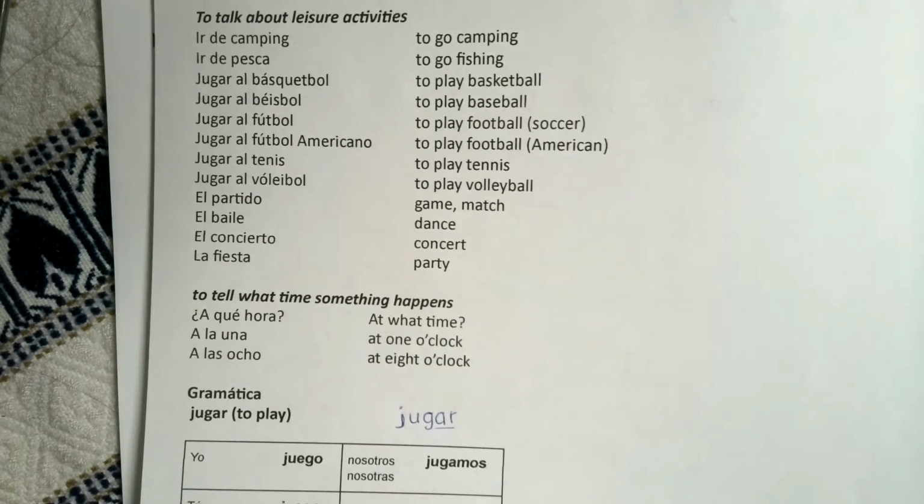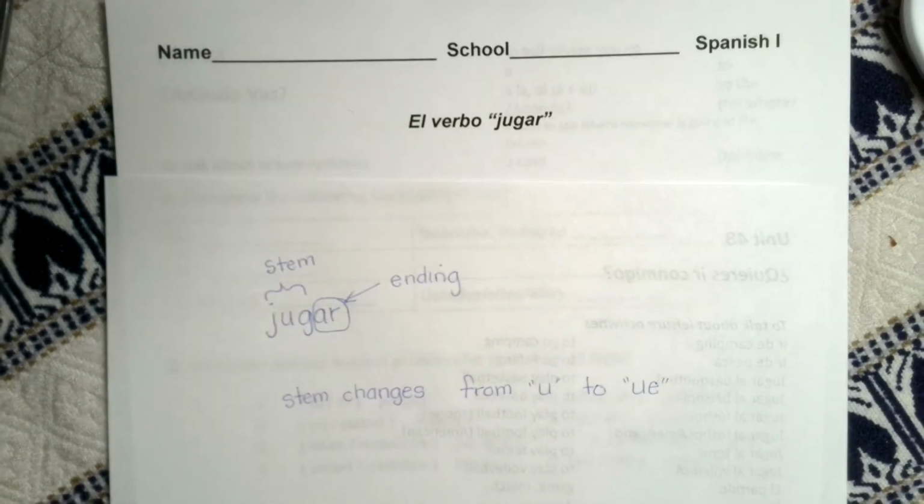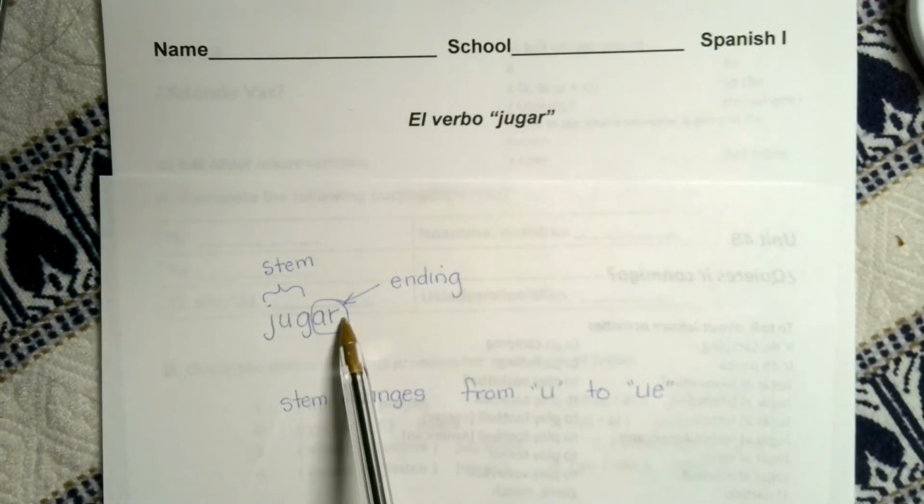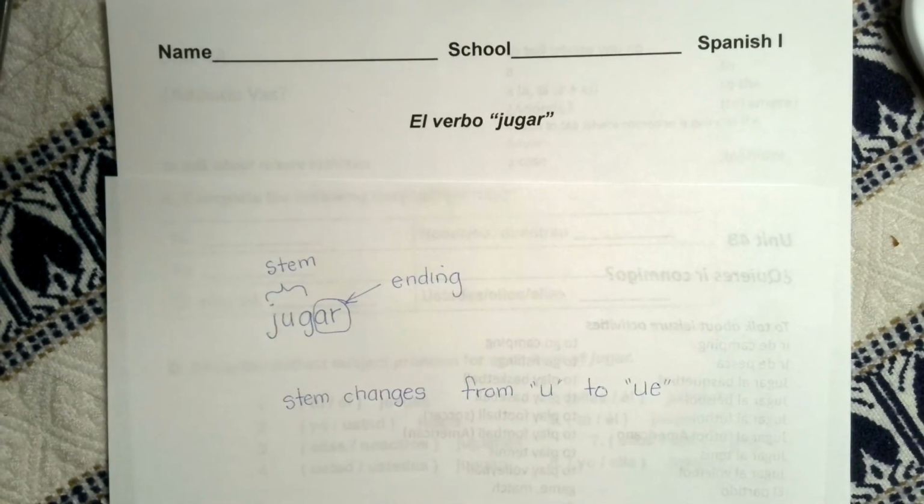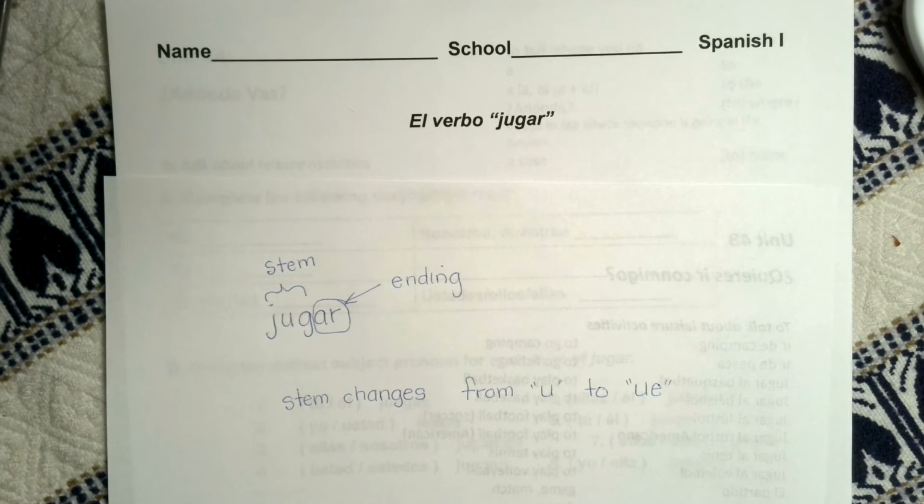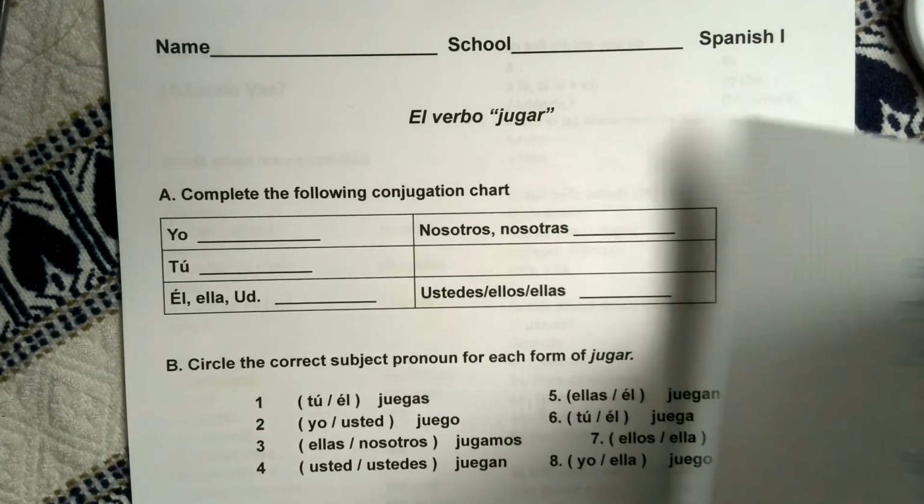I wanted to talk to you about the verb jugar, and it is irregular. It does not follow the rules that we have talked about in the past. This is a stem changing verb. And what that means, if you'll remember, on the word jugar, the AR ending we call the ending, and the rest of it we call the stem. Well, when you conjugate the verb jugar, the stem changes. And in this particular one, the stem will change from U to UE. Take a look.